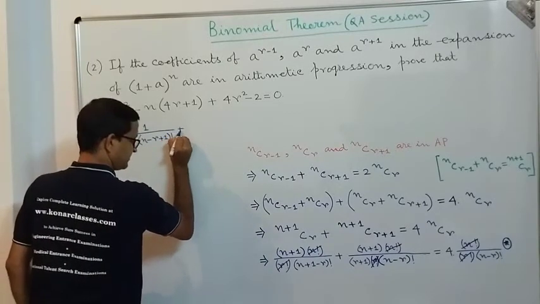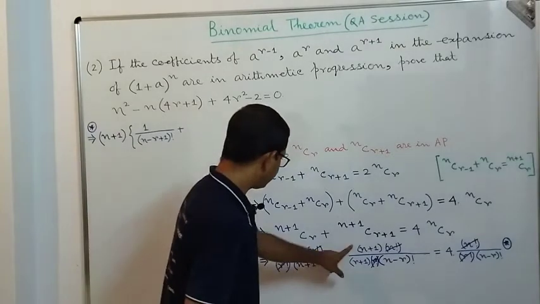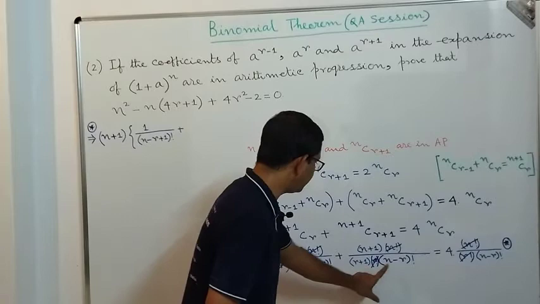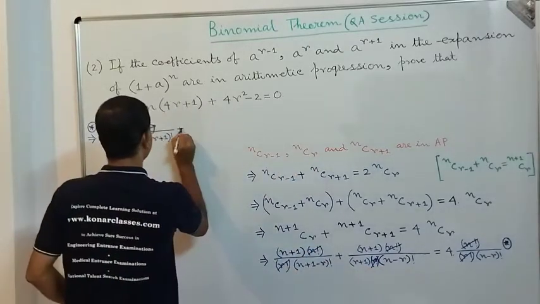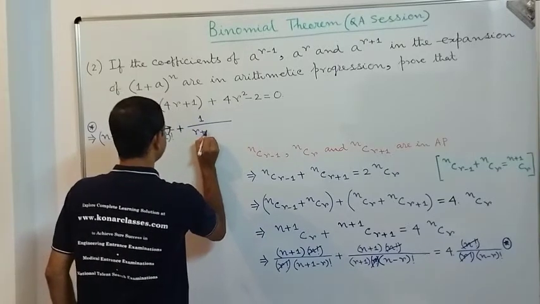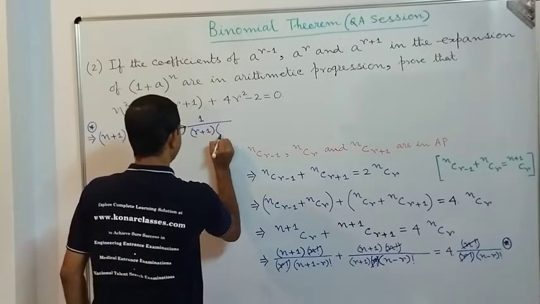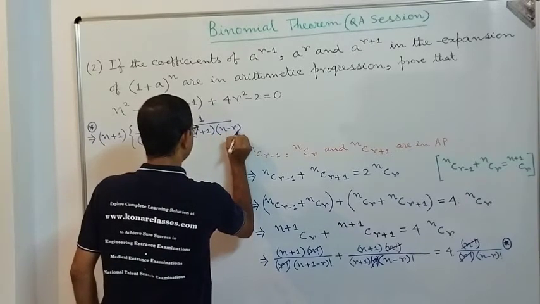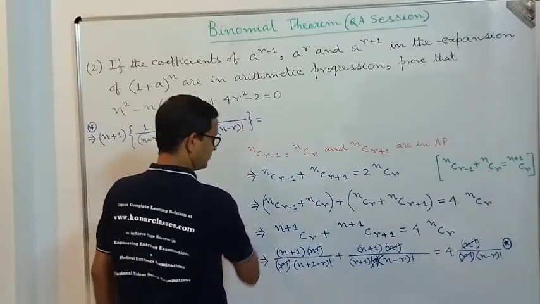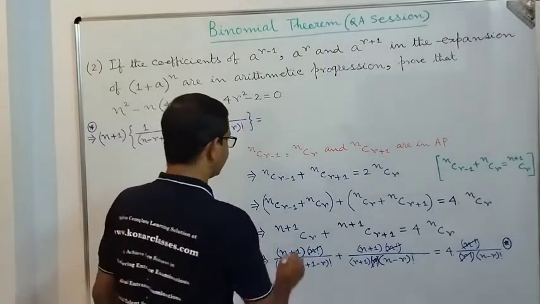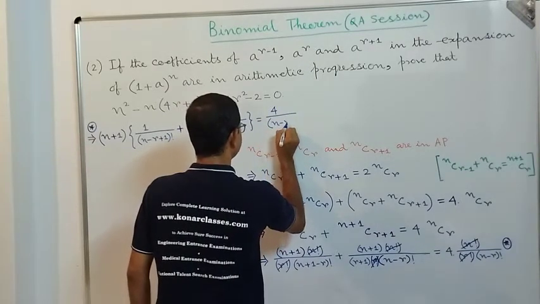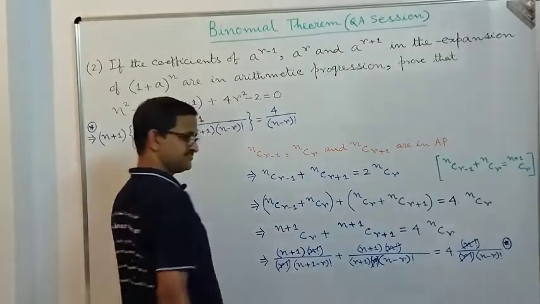Okay, plus what we get, n plus 1 already we took common, then in the denominator we get r plus 1 into n minus r factorial plus 1 by r plus 1 into n minus r factorial. This is in the right hand side. What we get, dear students, that 4 by n minus r factorial, correct?